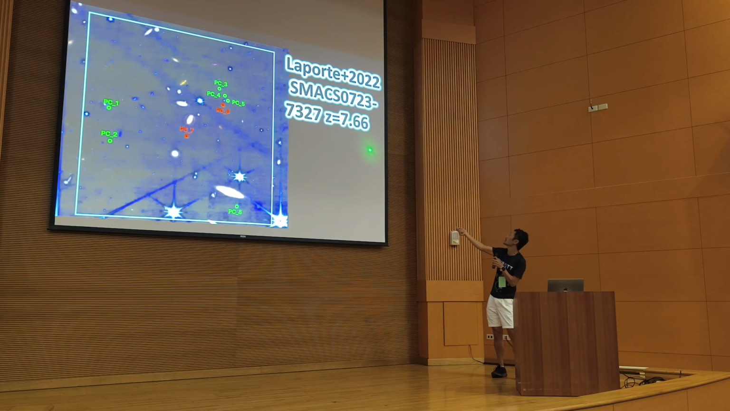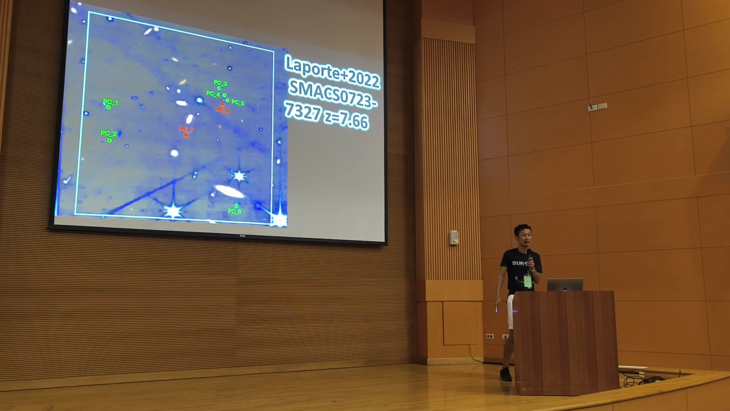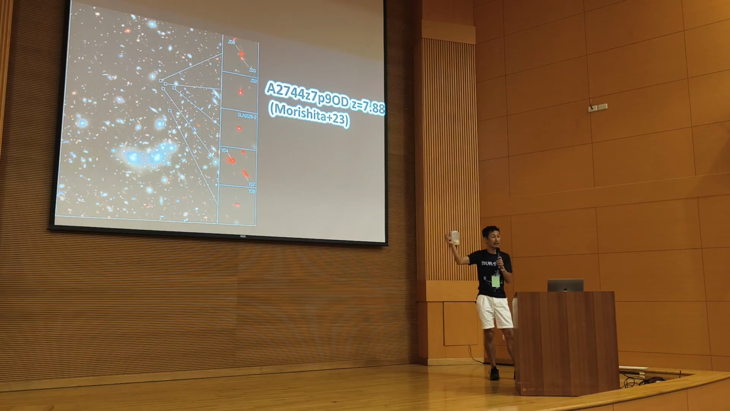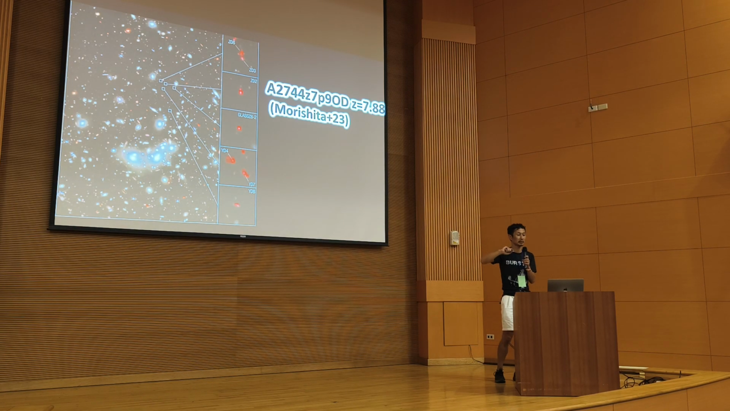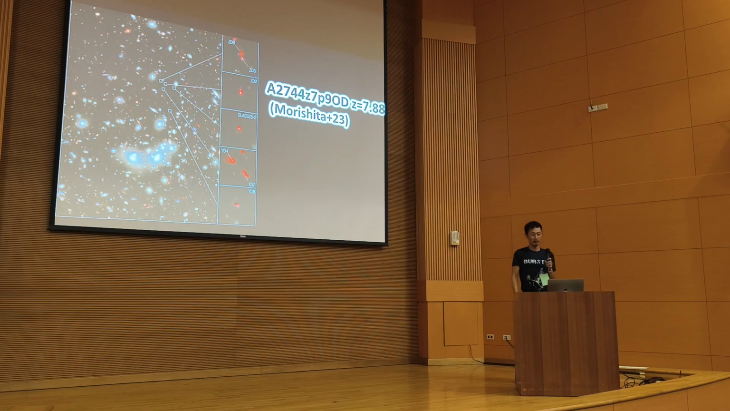This one is at redshift 7.6, behind a famous lensing cluster, with 1, 2, 3, maybe 8 galaxies behind the lensing cluster. Another example, by Morishita-san, is at redshift 7.8. This is again behind a massive lensing cluster, Abell 2744. This is not a protocluster, but this is a protocluster. You know that, right? Okay.